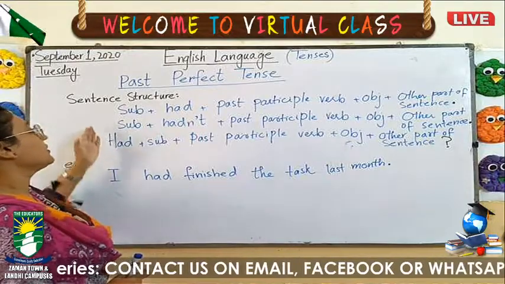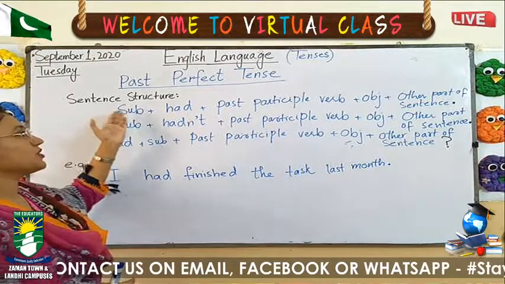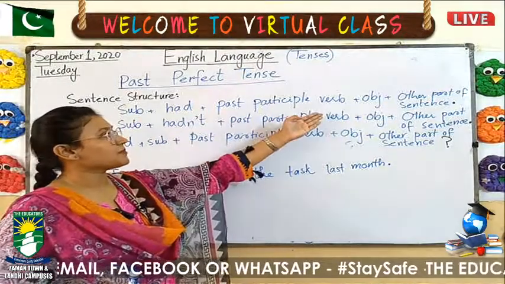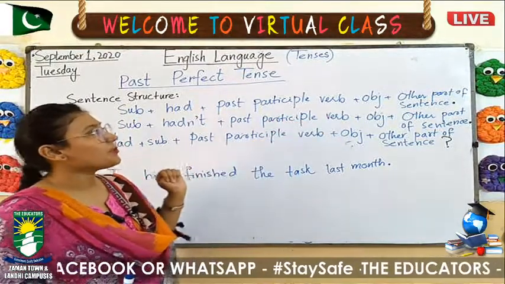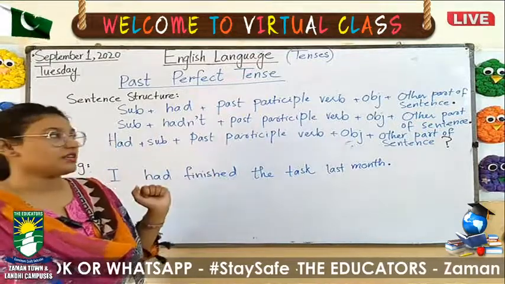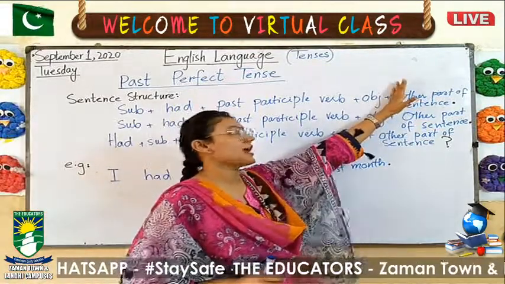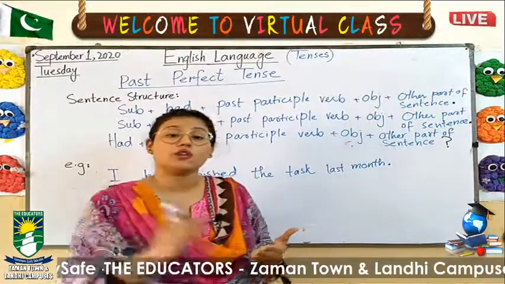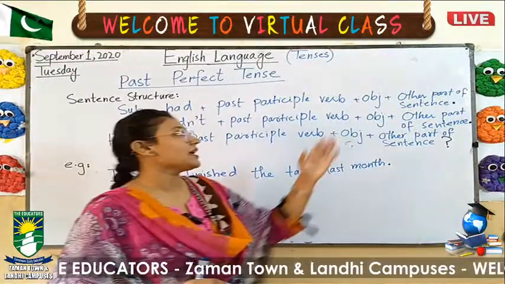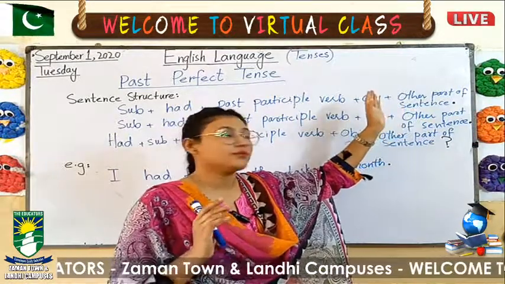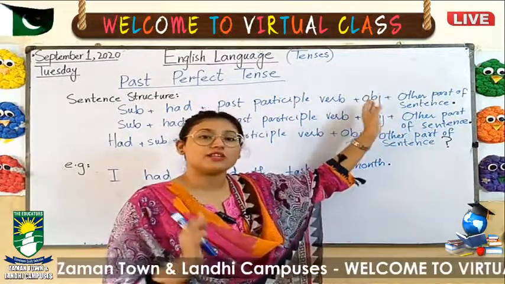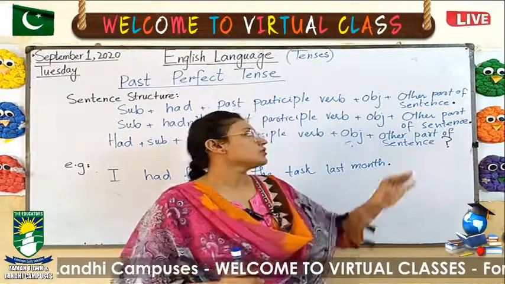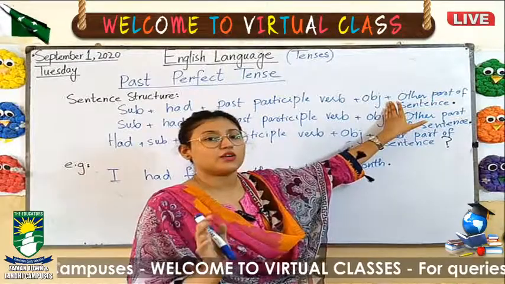Sentence structure for past perfect tense is subject, had, auxiliary verb, past participle verb, object, other part of the sentence. So your sentence can stop here, but I write it especially here because if you want to prolong your sentence, you want to write any time expression, or give any adverb, any adjective, or you want to connect any other phrase or word. So it is called other part of the sentence.